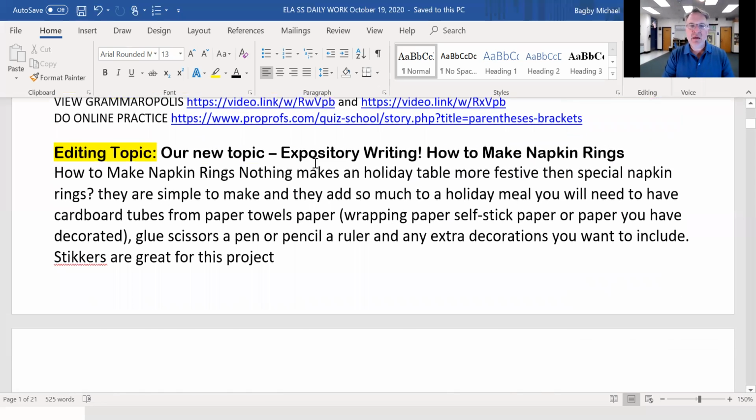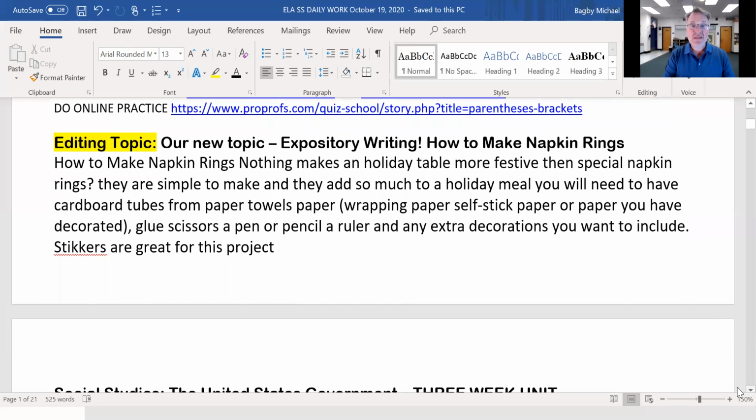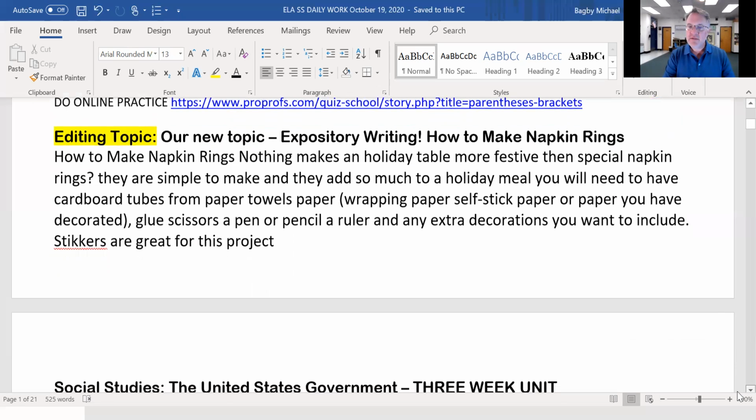Brand new topic today, and it's all about expository writing, how to make napkin rings. So fix all the mistakes in there. And by the time you get done this week with the editing topic, you'll know how to make napkin rings.